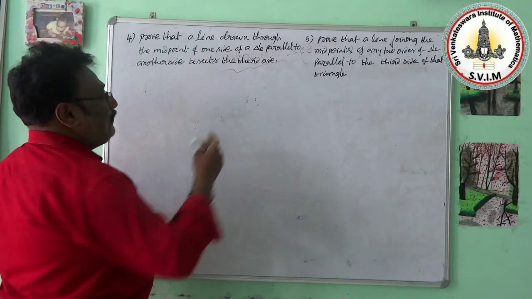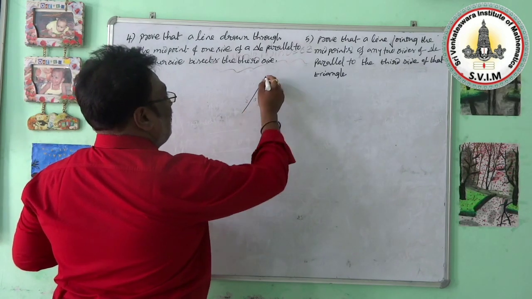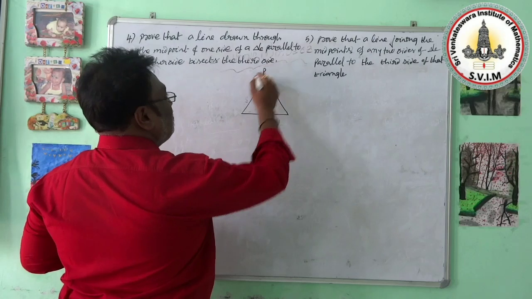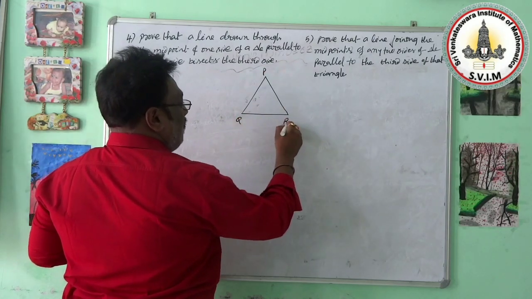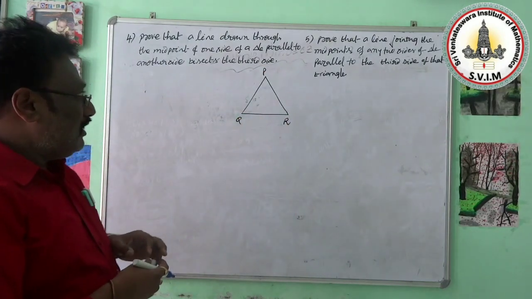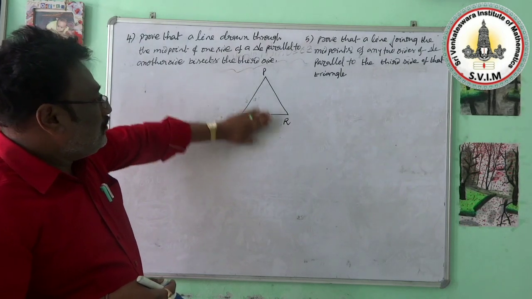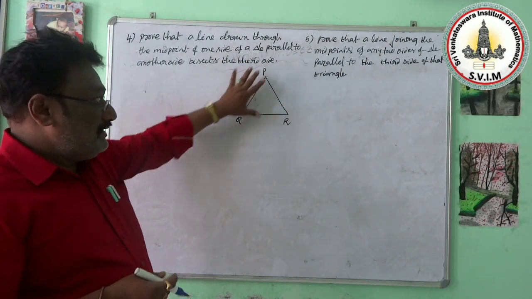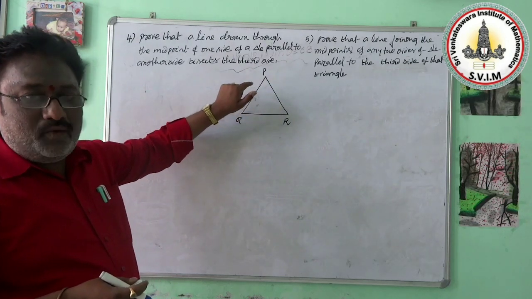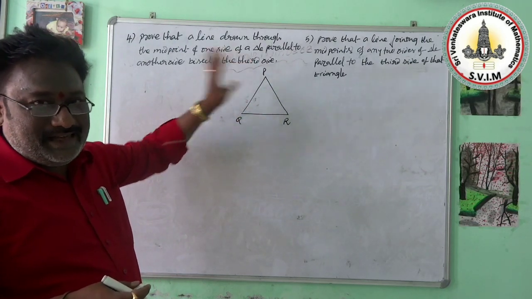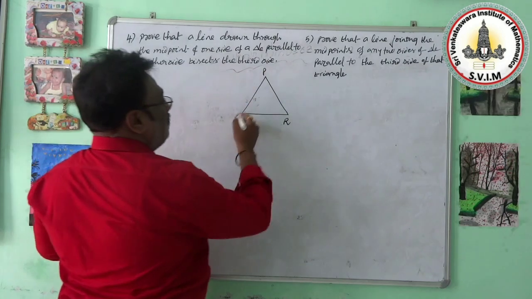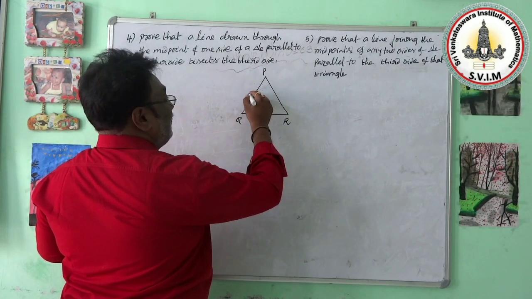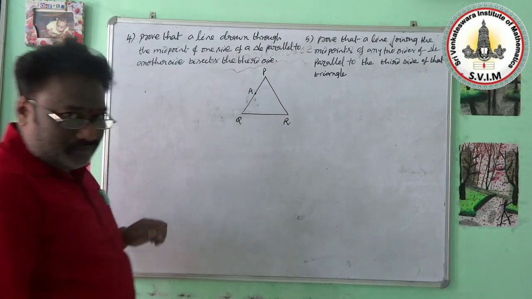So now listen to me. Here I am taking a triangle. The triangle I am naming PQR. PQR is a triangle. So what are the 3 sides here? PQ, QR, PR. These are the 3 sides. Among these 3 sides, we need to take a midpoint on any one of them. So for PQ I am taking a midpoint. That midpoint I am taking here as A.